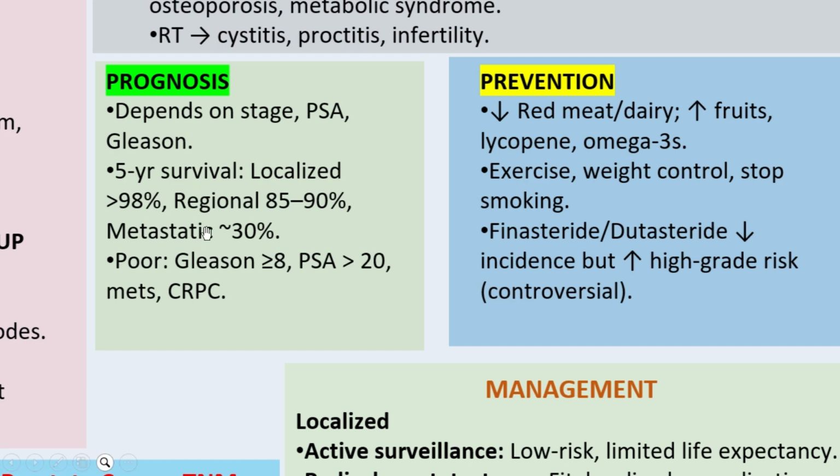If you have regional spread, it is 85 to 90%. And when we have a poor Gleason, that is a Gleason score greater than 8, a PSA greater than 20, and metastases, we are going to have a poor prognosis.